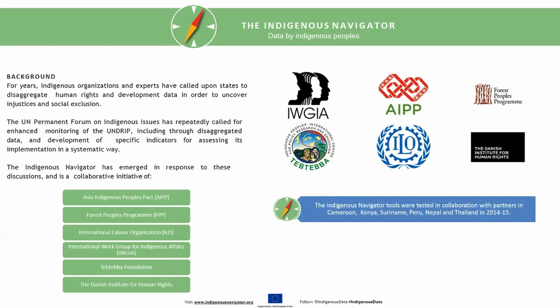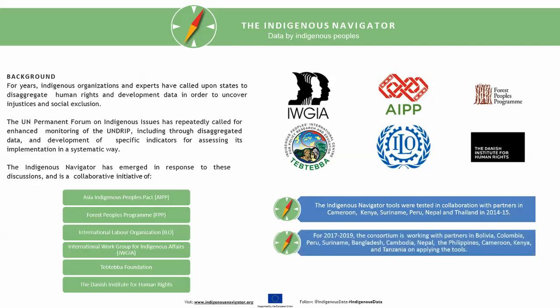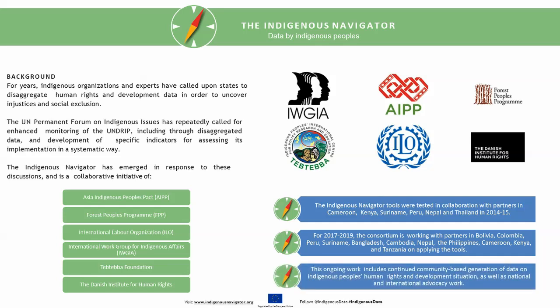The Indigenous Navigator's tools were tested in collaboration with partners in Cameroon, Kenya, Suriname, Peru, Nepal, and Thailand from 2014 to 2015. In its second phase, from 2017 to 2019, the consortium has been working with partners in Bolivia, Colombia, Peru, Suriname, Bangladesh, Cambodia, Nepal, the Philippines, Cameroon, Kenya, and Tanzania on applying the tools. This is an ongoing work, and it includes continued community-based generation of data on Indigenous peoples' human rights and development situation, as well as national and international advocacy work.